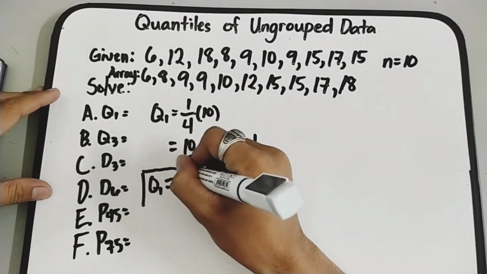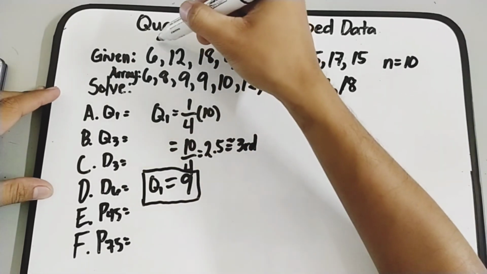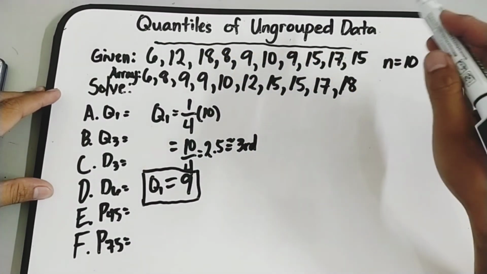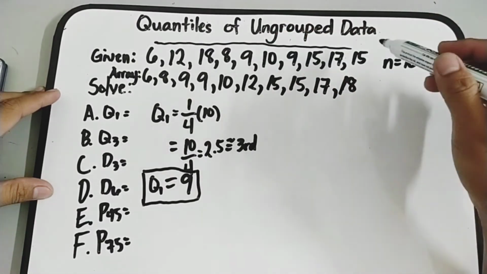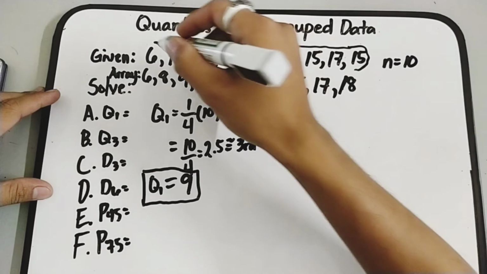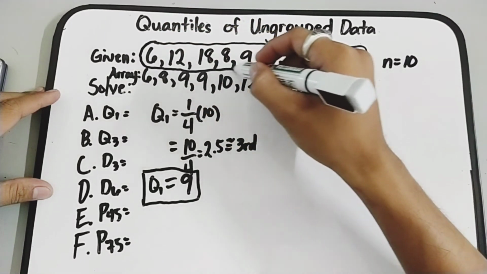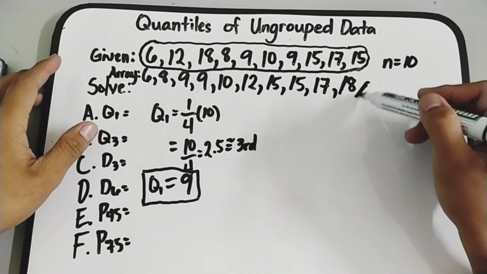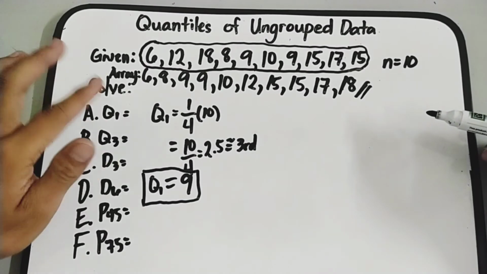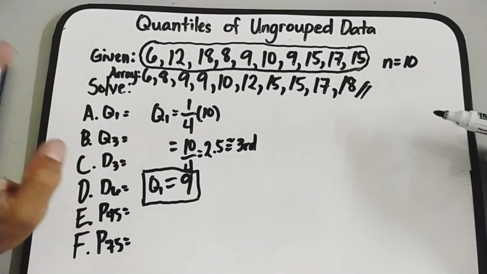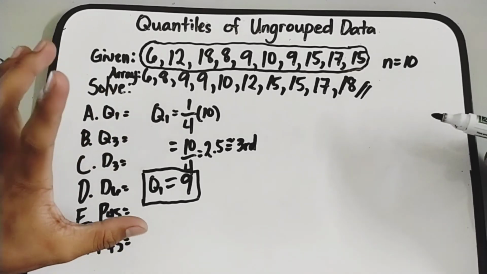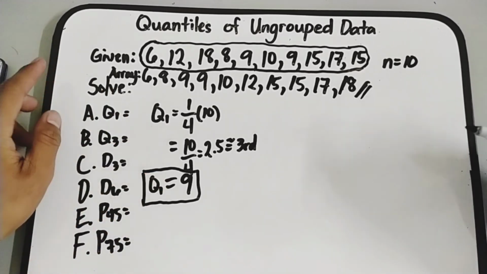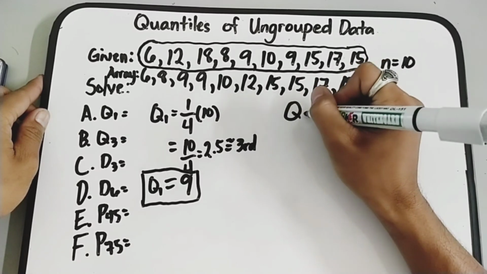Hindi po yung 18 yung sagot kasi hindi pa po etong mga nandito naka-array. Ibig sabihin, hindi pa naka-arrange. So, sabi nga natin, kapag ungrouped, kailangan muna magkaroon ng array. So, nagkaroon tayo ng array, and doon natin hahanapin ngayon yung lalabas sa ating solution doon sa mga hinahanap natin, such as this one na quartile 1. Next, hanapin natin yung ating quartile 3.